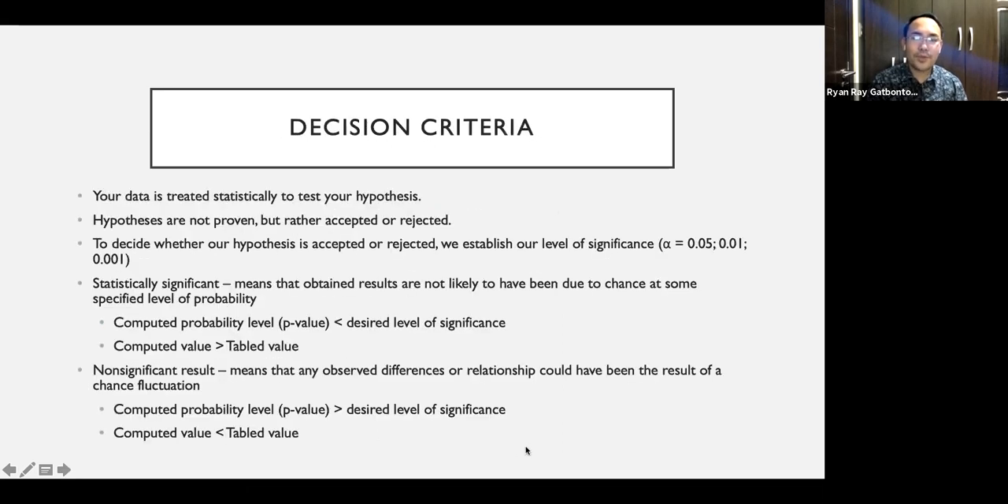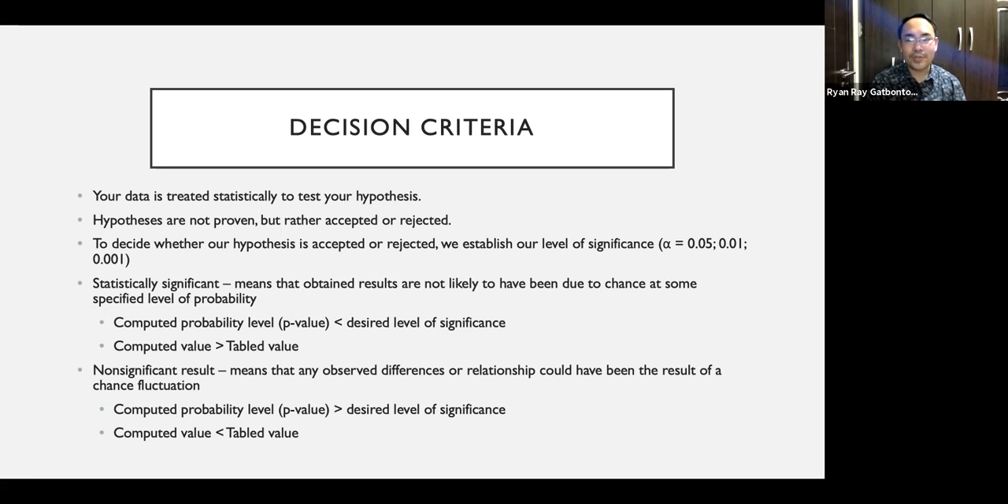Now, once you have your statistical results, and you have treated your data statistically to test your hypothesis, you will now be making a decision: deciding whether to accept or not support your hypothesis. To decide whether your hypothesis is accepted or not, we establish our level of significance.